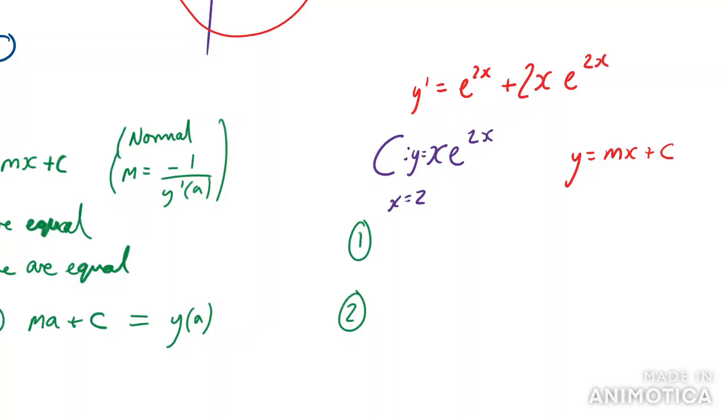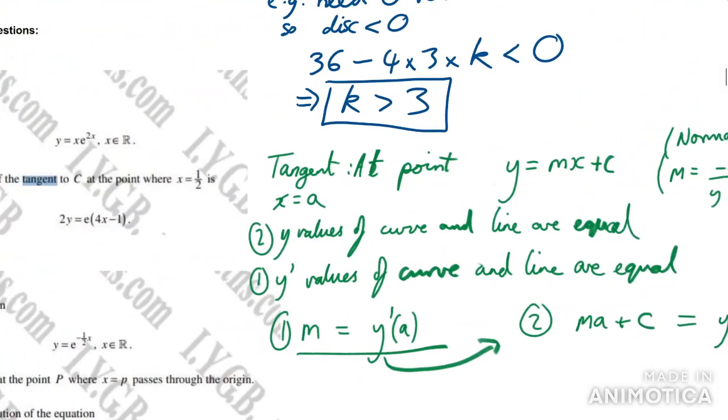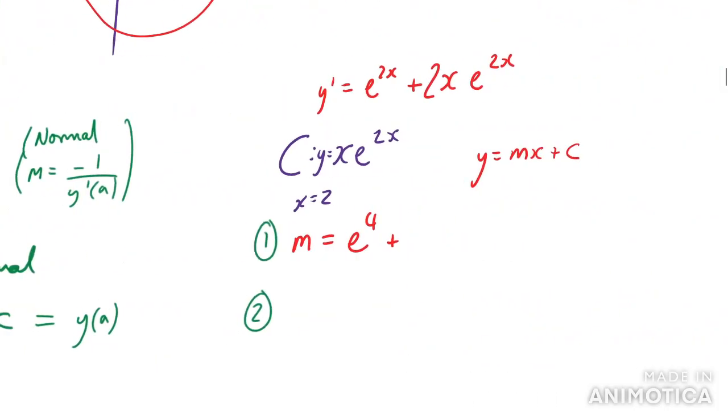And so subbing these in, we know that m must be equal to, well, at x equals a half, y dash, so e to the 2 times a half, so e to the 1, oh no, it's just e, plus a half times 2e, so 2e. Slightly easier in terms of numbers. Okay, that's our gradient.